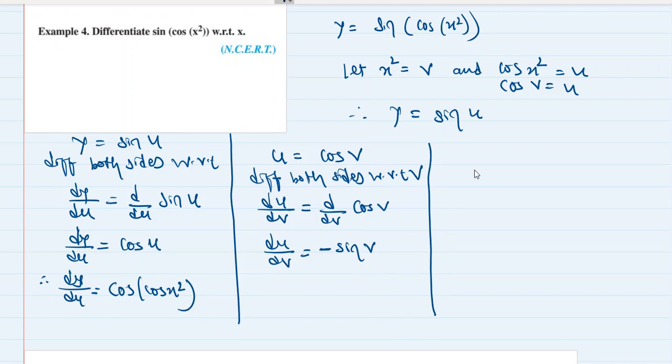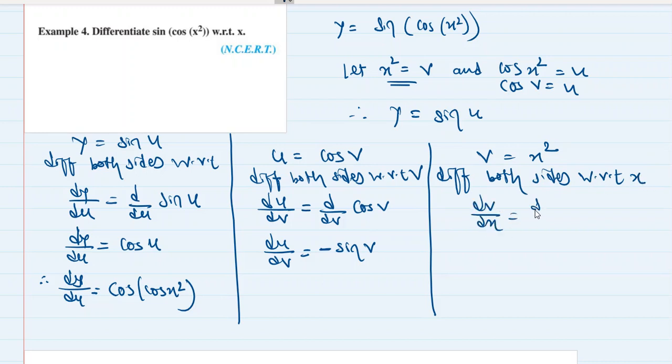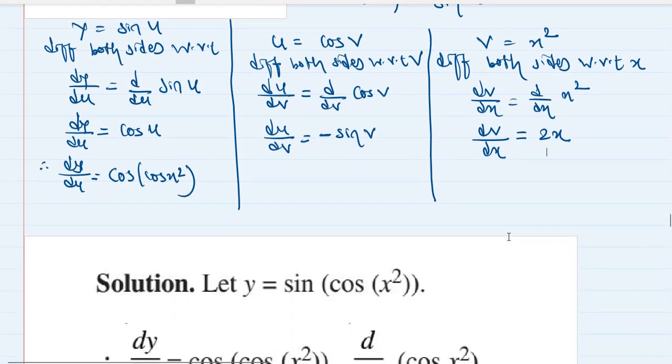And the last innermost function is x square. So x square is equal to v. Remember that. So v is equal to x square, and differentiating both sides with respect to x, dv by dx is equal to d by dx of x square, so dv by dx is equal to 2x. Now, what we have to find? We have to find dy by dx.